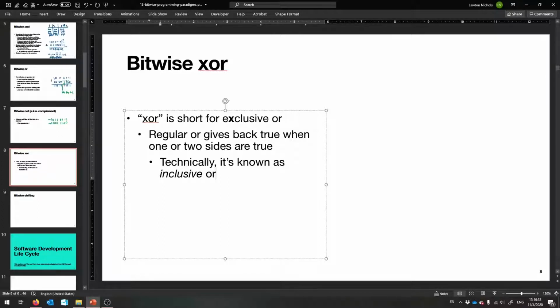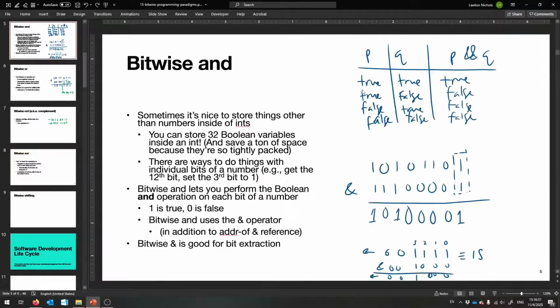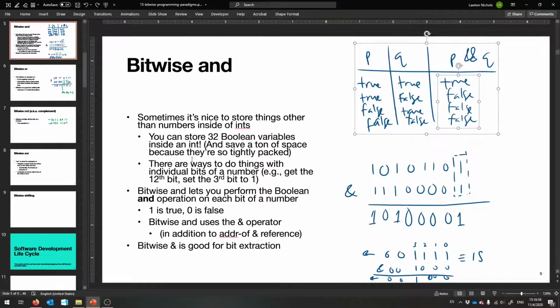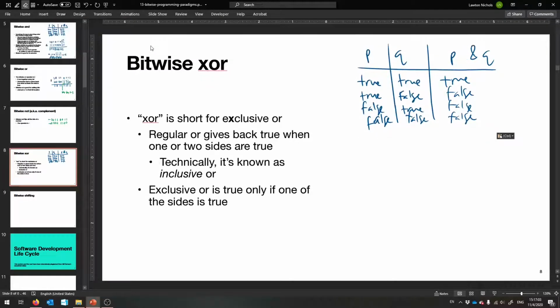Exclusive OR is the opposite. It is true only if one of the sides is true. So here is the XOR table. If we had P and Q again, let's see if I can copy this first table, actually, that would help. Well, let's erase some stuff.